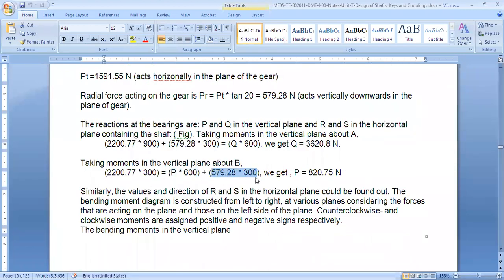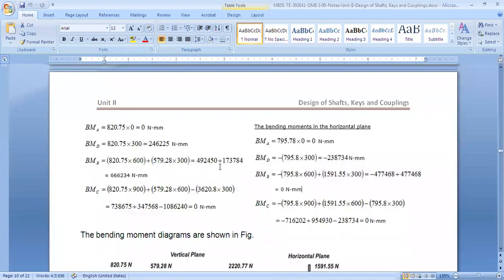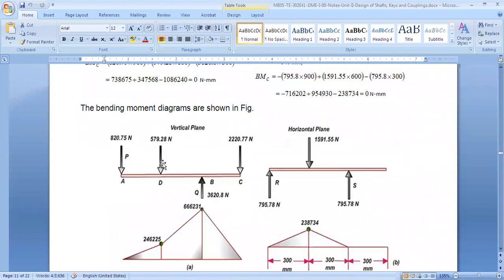So equating that, we get reaction at A as 820.75. So basically what we did, we have put the work. Very simple thing is that we have to do two analyses, horizontal and vertical. Horizontal load is only one, which is at the center, so half of that will be the horizontal reactions, right? Vertical load is one at the pulley resultant and one at the gear.